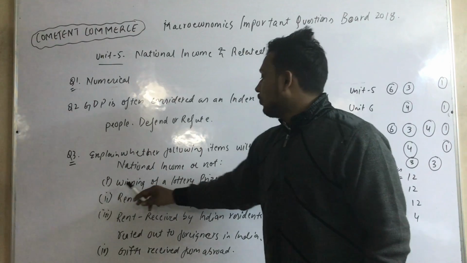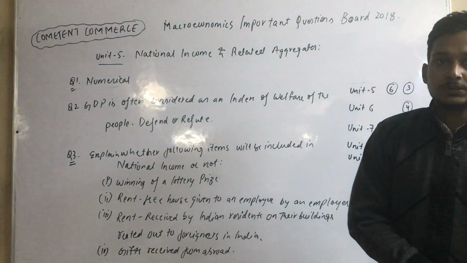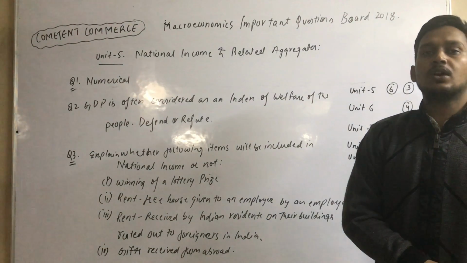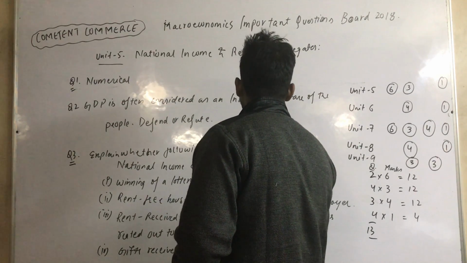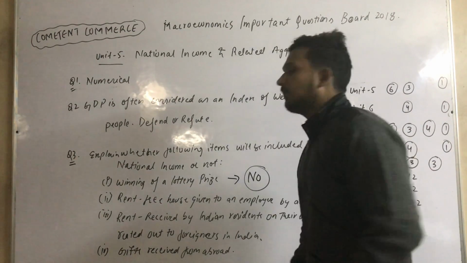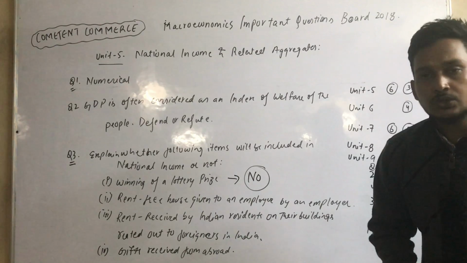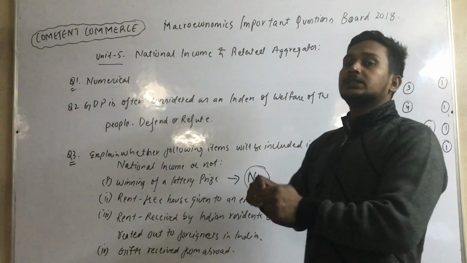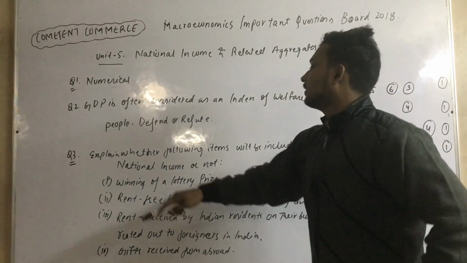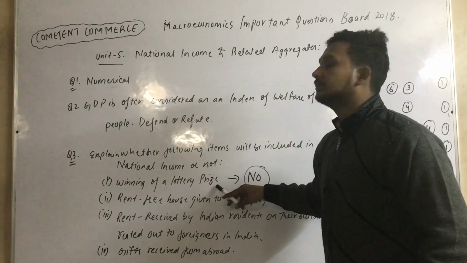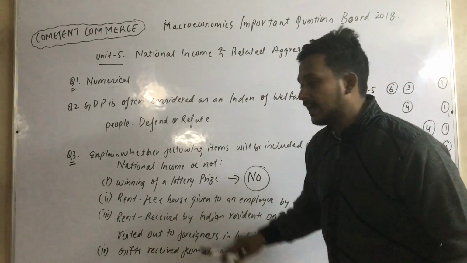First one is winning of a lottery prize. Will it be included in national income or not? No, winning of a lottery prize will not be included in the calculation of national income. Why is it so? It is because it does not add any value to the goods and services. Therefore, winning of a lottery prize is not included in calculating national income.